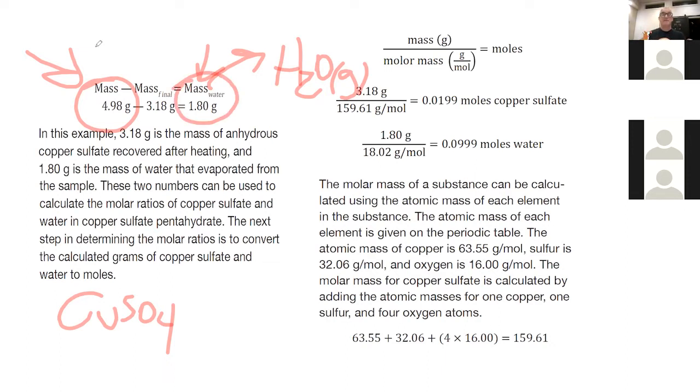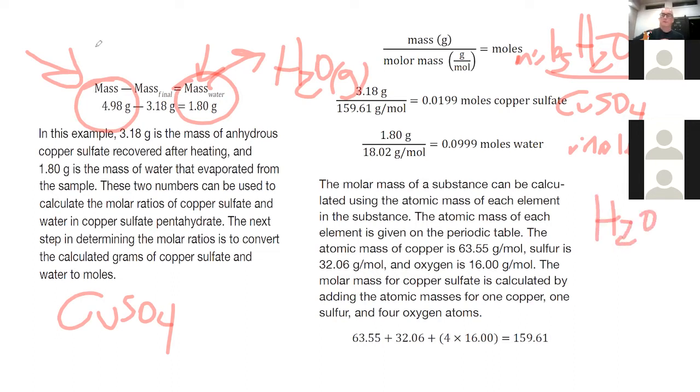Now that we have the mass of the water, we divide that by the mass of the sulfate. If we convert these to moles, well, that's exactly what we're looking for. We want to know what's the molar ratio of water over the salt. That will tell us how many molecules of water are present in each molecule of the salt.